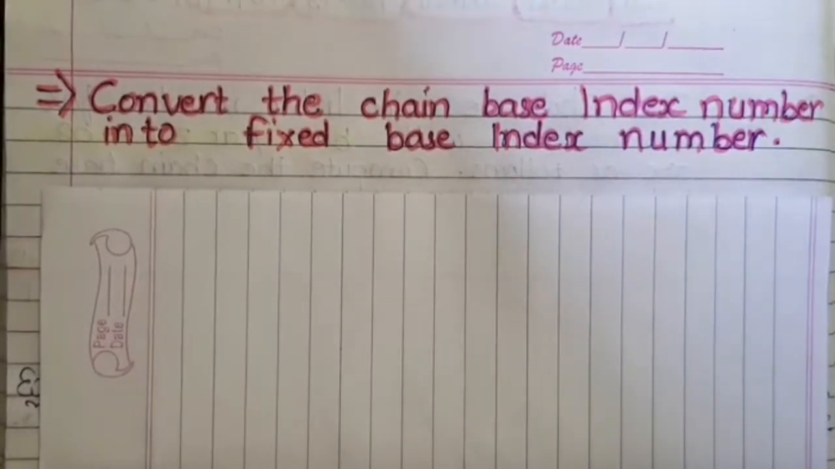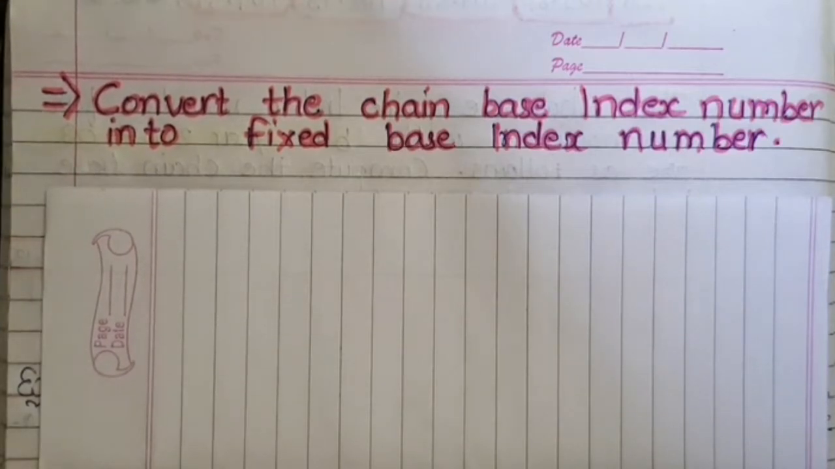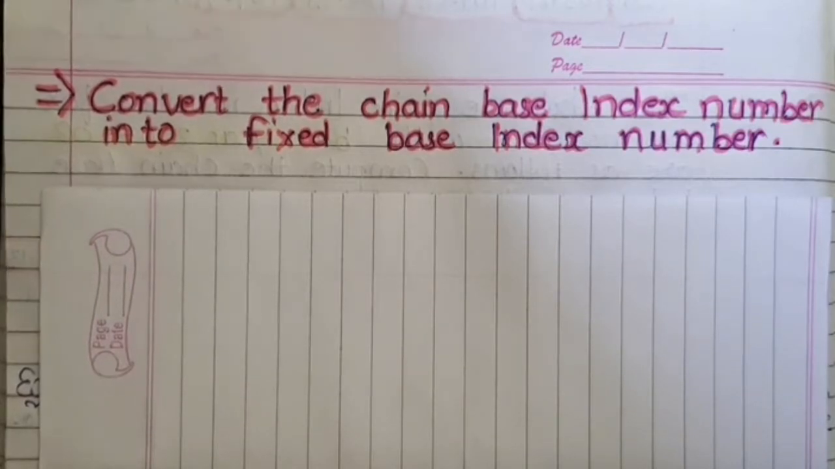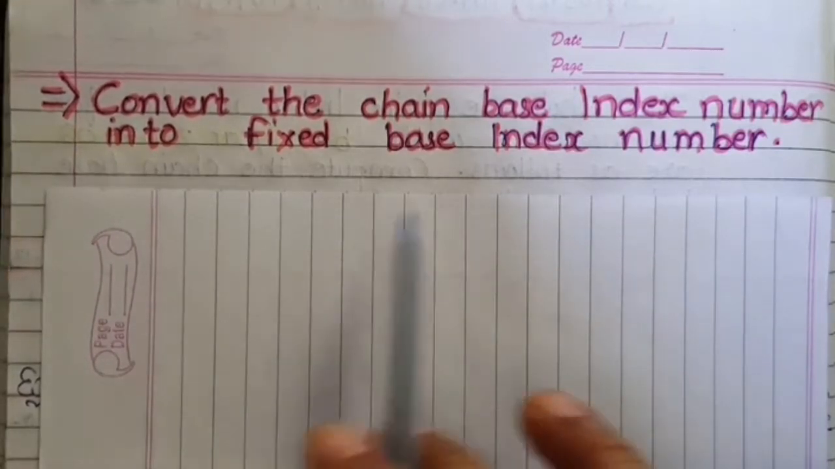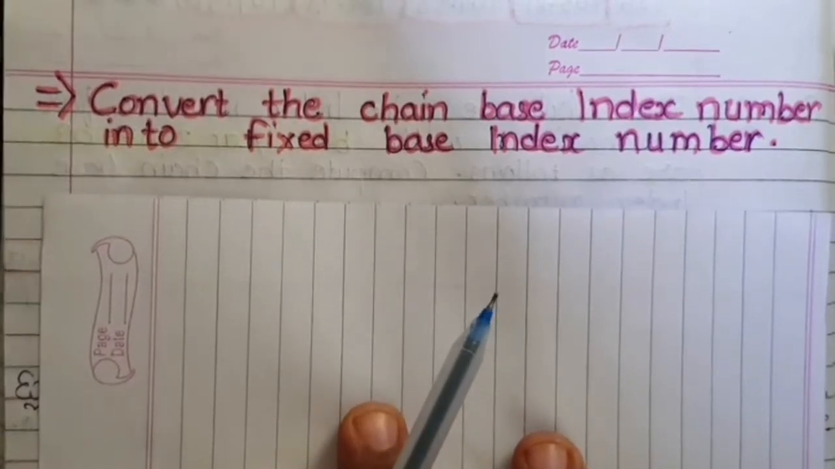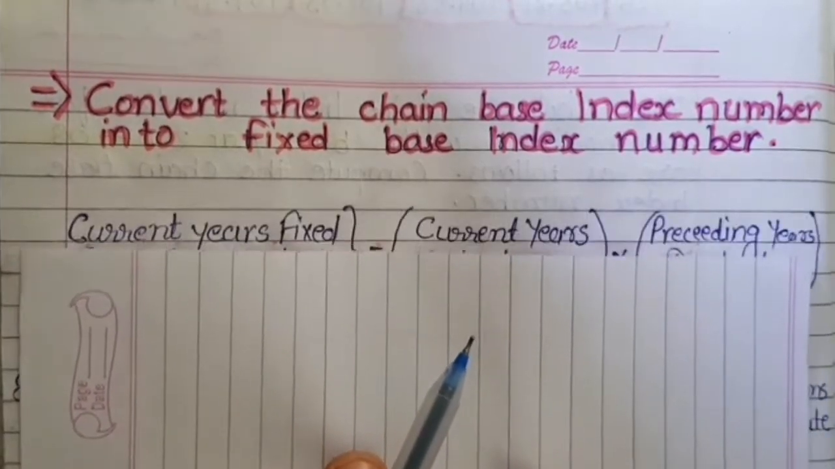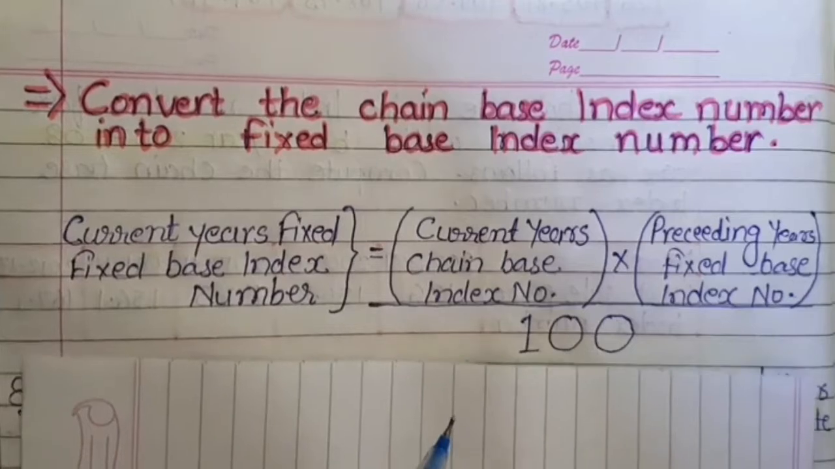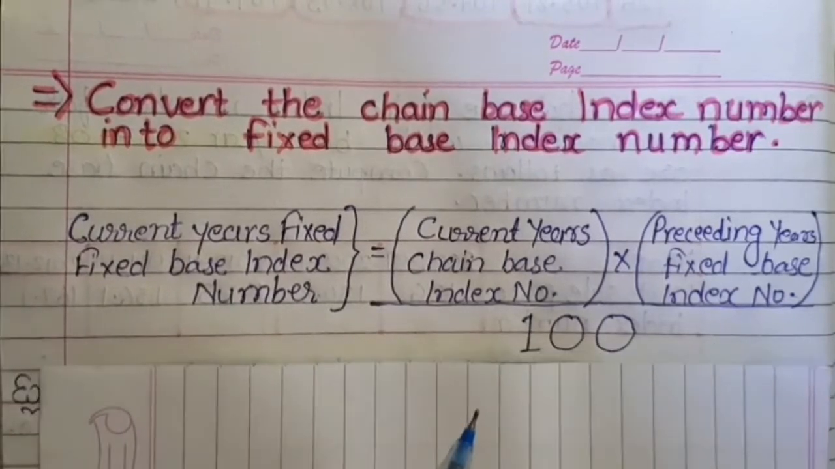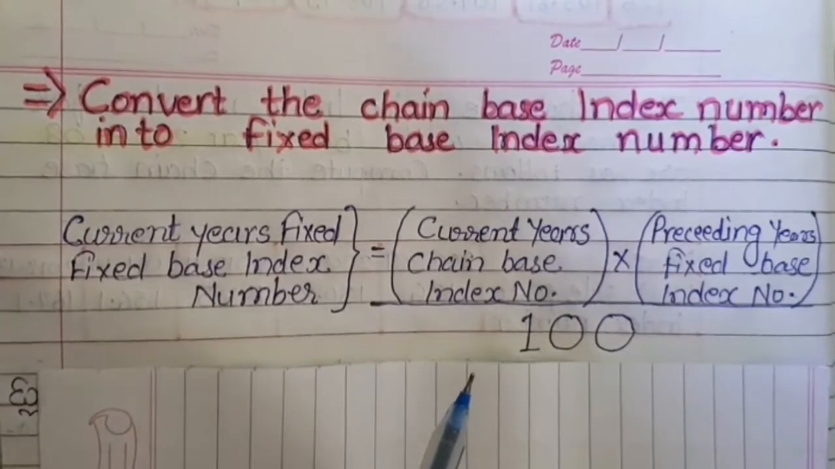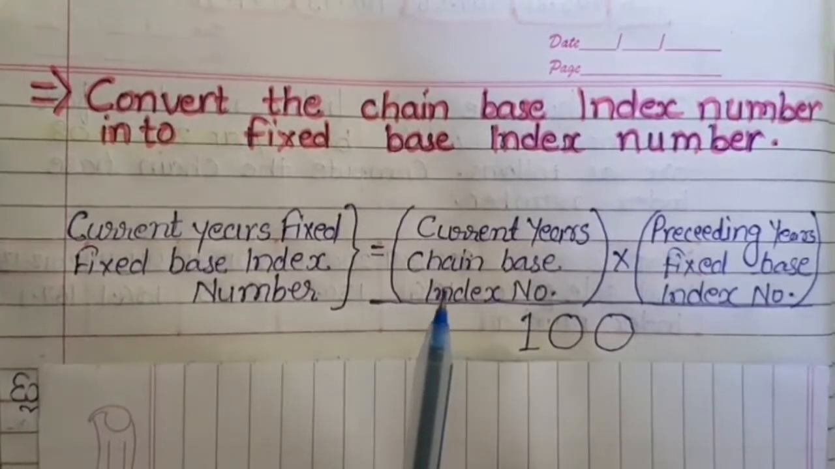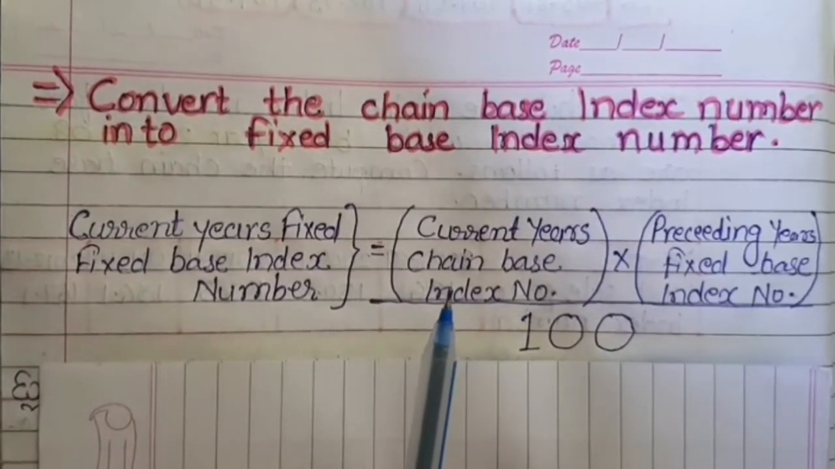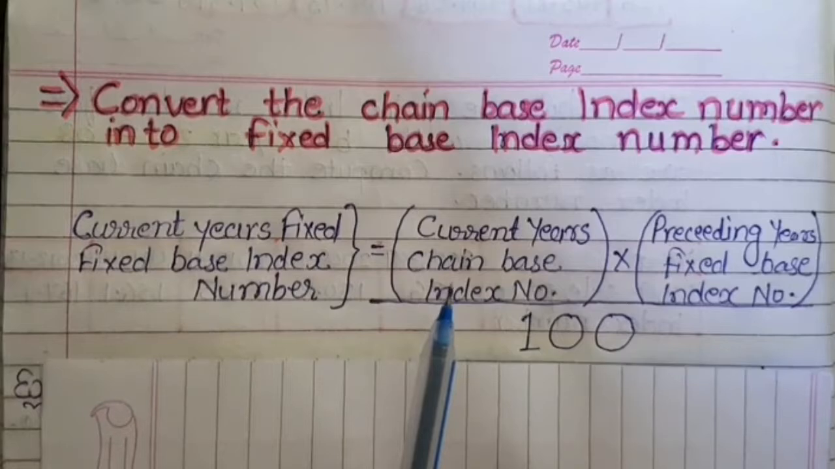So friends, we have studied how to convert the fixed base index number into chain base index number. Now we will study how to convert the chain base index number into fixed base index number. For that, you have to remember one more formula, and this is a very important formula. Many times it has been asked in the board exam in Section B. Just write this formula and get 1 mark. So you all have to memorize this formula.